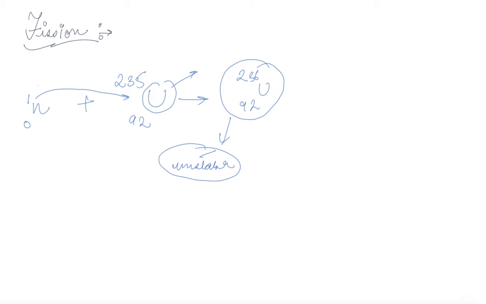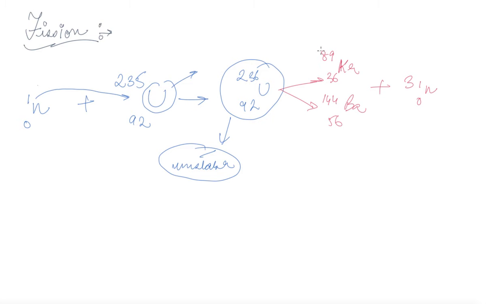After the bombardment takes place, this excited uranium breaks down into two fragments of smaller atomic mass. One is krypton, with mass number 89 and atomic number 36. The second one is barium, which is 144 and 56, with a release of 3 neutrons.